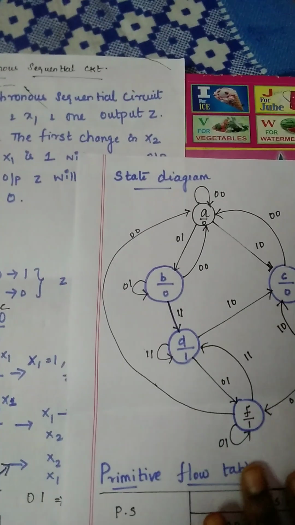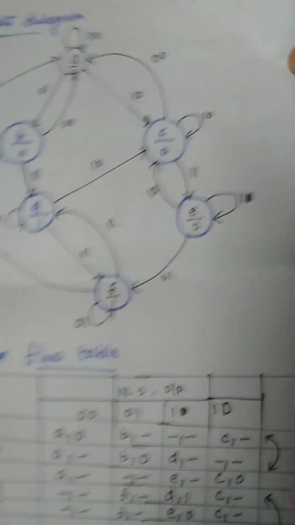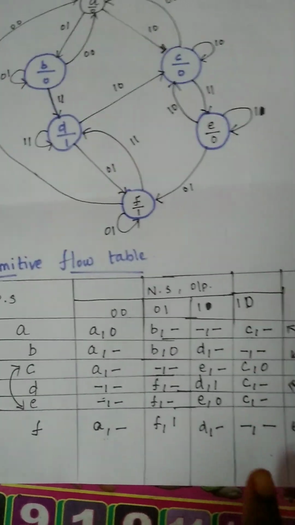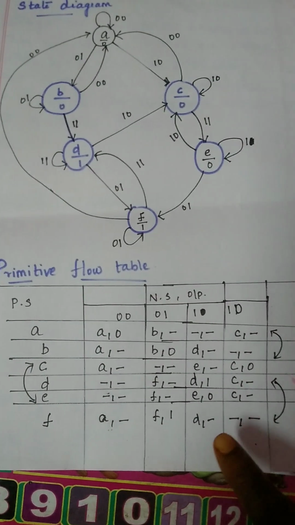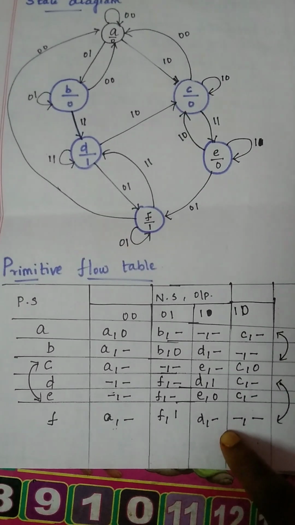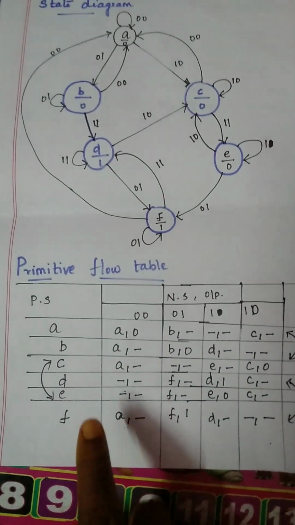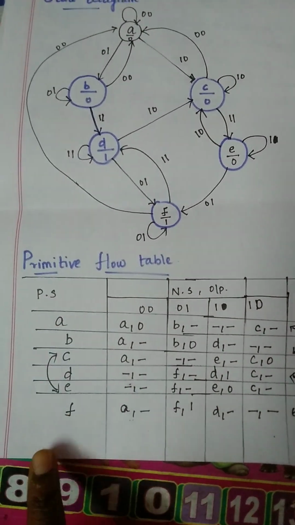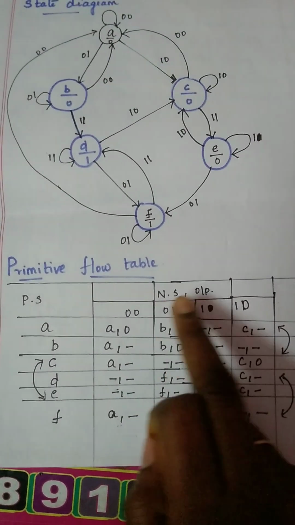Next, I'm going to show you how to write the primitive flow table. So this is called the primitive flow table. From the state diagram, you can write the primitive flow table. As usual, we all know how to write the state table. It's similar to the state table. If you see this, this is going to be the present state. If you see this, this is going to be the next state and output.